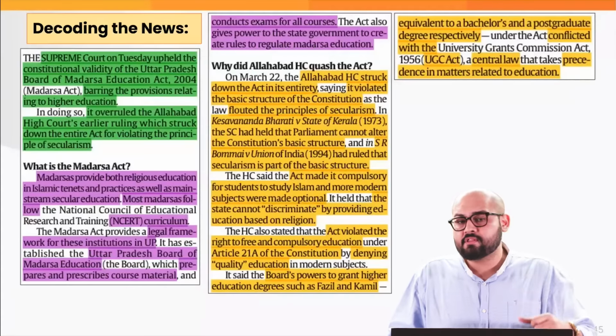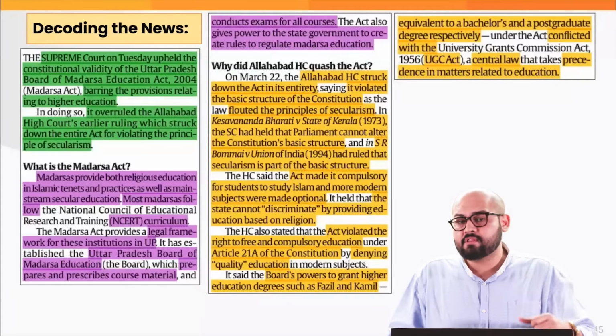Why did Allahabad High Court quash this particular act? Allahabad High Court said that it violated the basic structure of the constitution. How? It said that it flouted the principles of secularism.